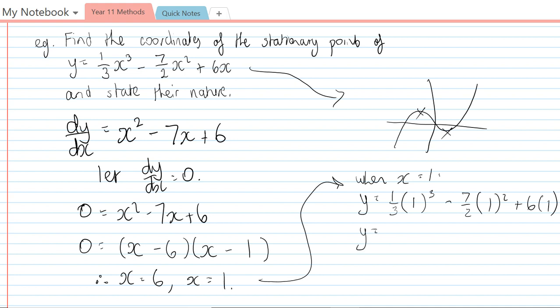y equals, that's just going to be 1/3 minus 7 on 2, and then plus 6. Well, I need to have a common denominator here, so I'm going to make it so it's all over 6. y equals 2 on 6 minus, now I need to triple this, so I'm going to get 21 on 6 and then plus 36 on 6.